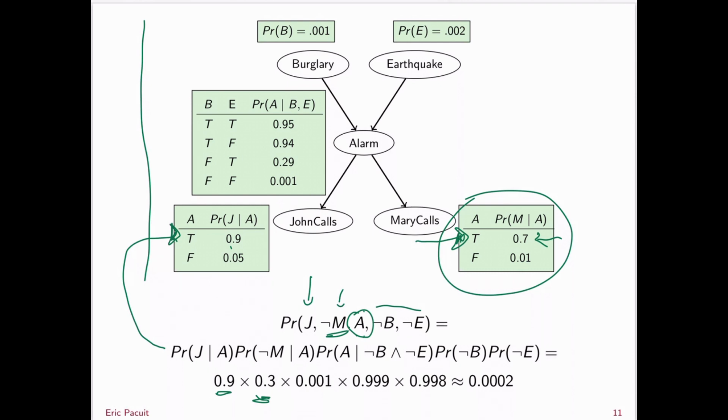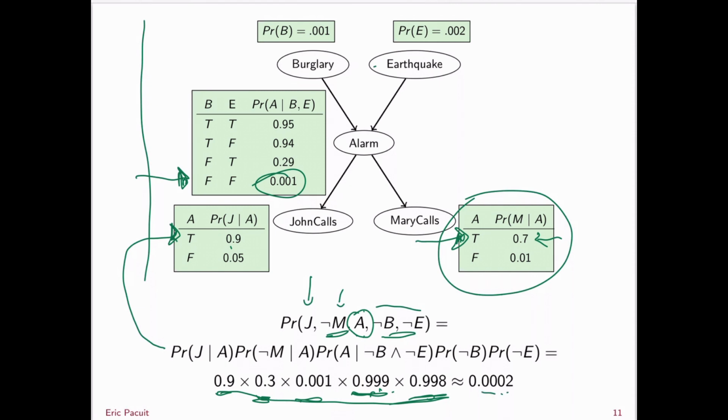And now we're assuming A is true, but B and E are both false. That means we're in the last row of this table. So the probability that the alarm is going off, but B and E are both false is 0.001. And then we're looking at the probability that B is false and E is false. These are independent, so we just write down those prior probabilities. It's going to be 0.99 and 0.998. And that's because we're assuming B is false. There's a 0.001 chance that B is true, so there's a 0.999 chance that B is false. Multiplying all these numbers together gives you about 0.0002.